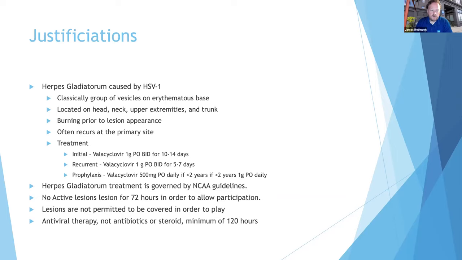For a recurrent episode, it's valacyclovir, 1 gram PO BID for 5 to 7 days. And for prophylaxis, it's recommended valacyclovir 500 mg PO daily if their last lesion was greater than 2 years ago, or if their last lesion was within 2 years, 1 gram PO daily is the recommended treatment.